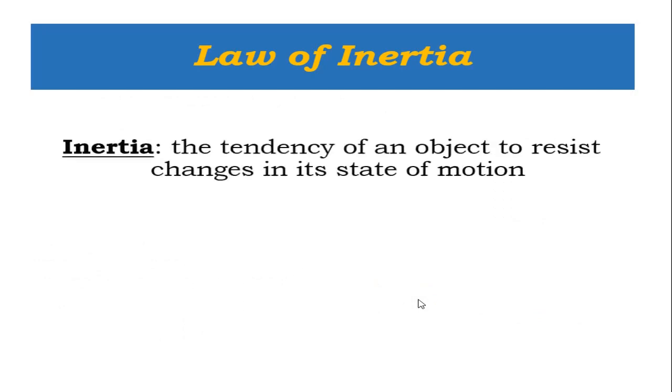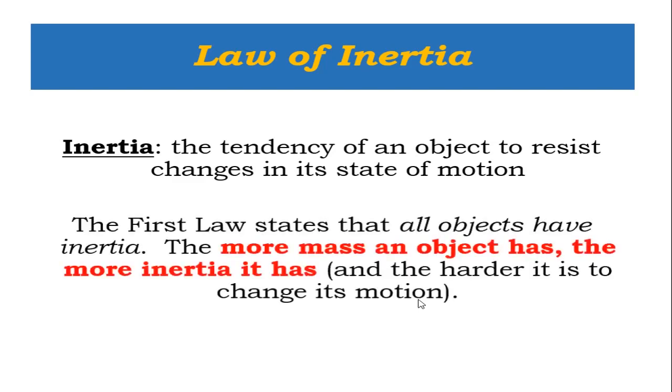Law of inertia. Inertia is the tendency of an object to resist change in its state of motion. Focus on the red part. The more mass an object has, the more inertia it has, and the harder it is to change its motion. So the bigger an object, the more tendency for it to resist change in its motion.